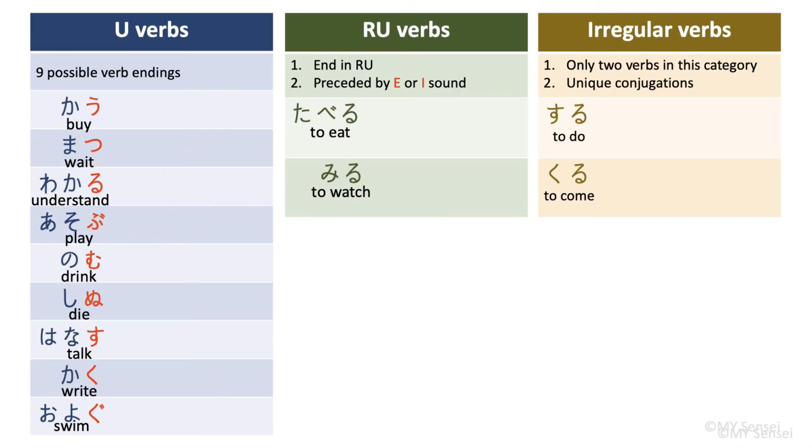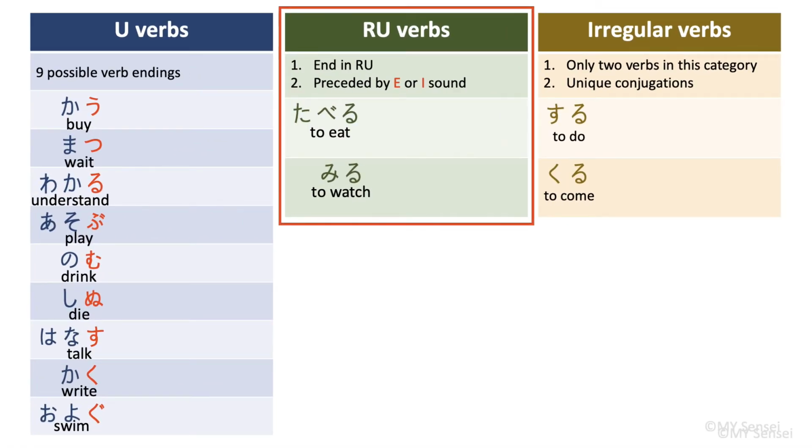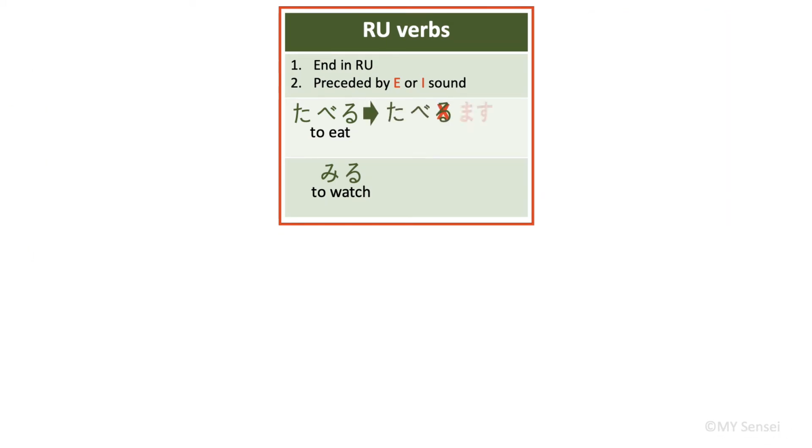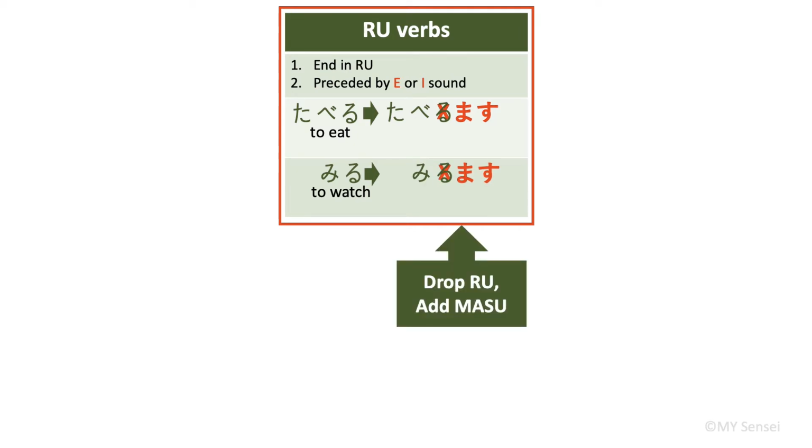Let's begin with Ru verbs and change them from short forms to mas forms. The long form of taberu is tabemasu. The long form of miru is mimasu. The formula is to drop the Ru ending of a Ru verb and then add mas. This way you will get the long form, aka polite form of the Ru verbs.